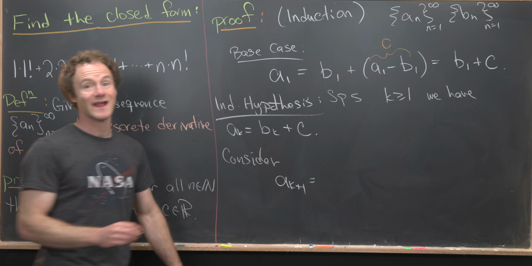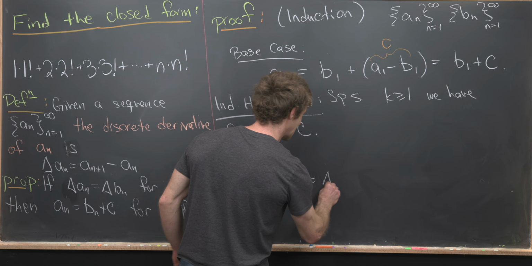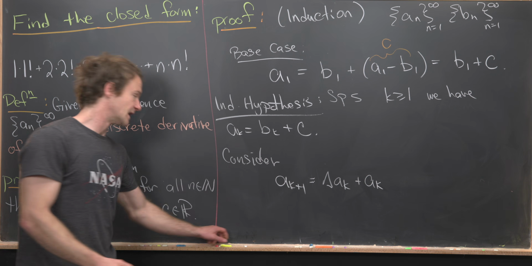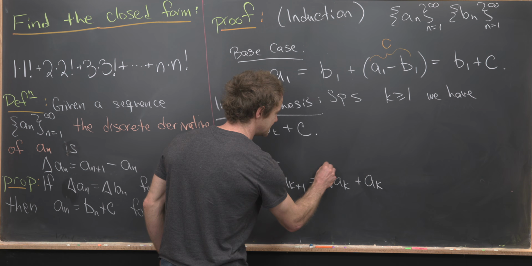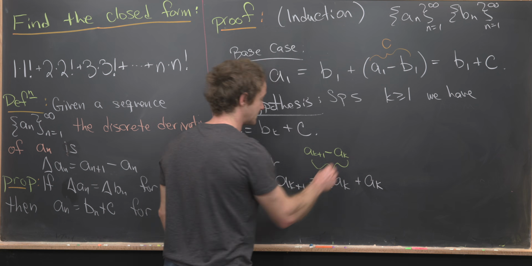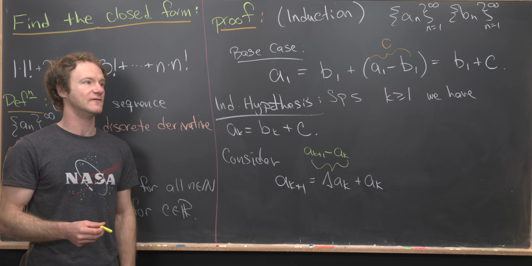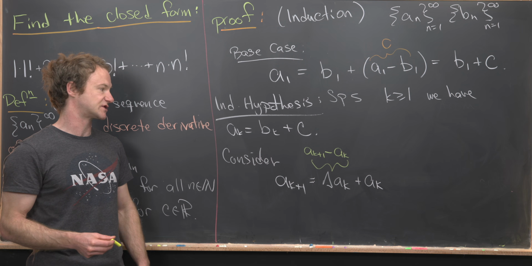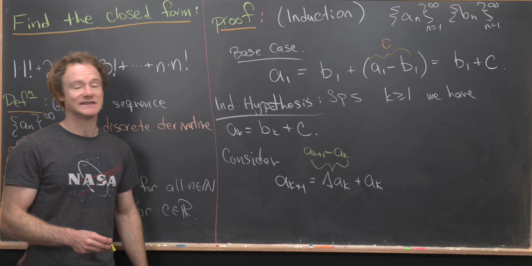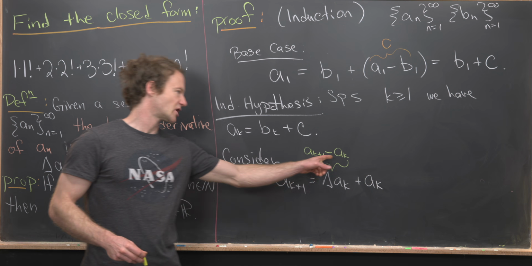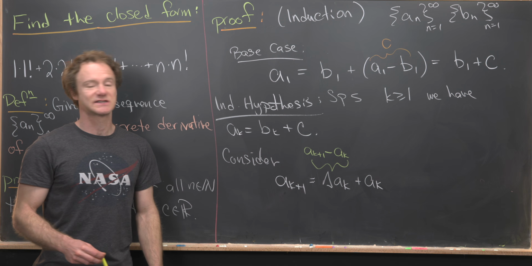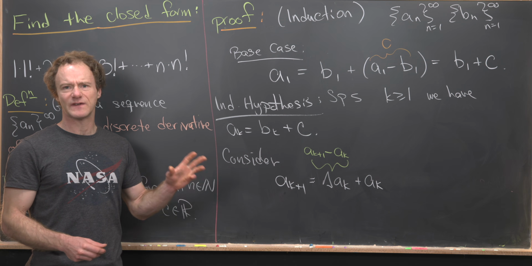Notice that we can write that as delta a sub k plus a sub k. And why is that? Well, that's because delta a sub k is equal to a sub k plus 1 minus a sub k by our definition of this forward difference operator or discrete derivative. So in fact, what we've done here is added and subtracted a sub k. We've just taken the subtraction of a sub k and wrapped it up in the a k plus 1 and the discrete derivative. Okay, fantastic.